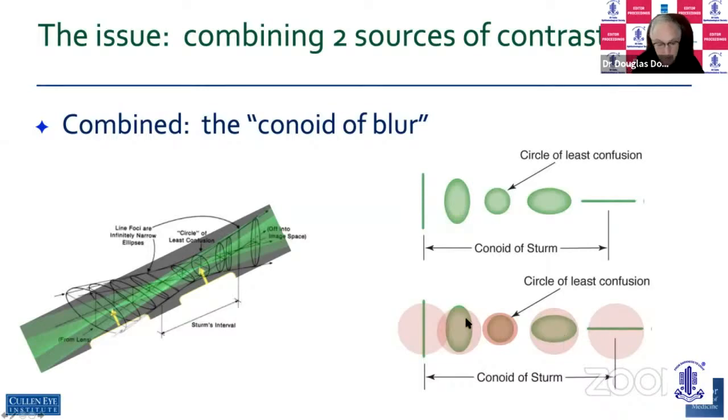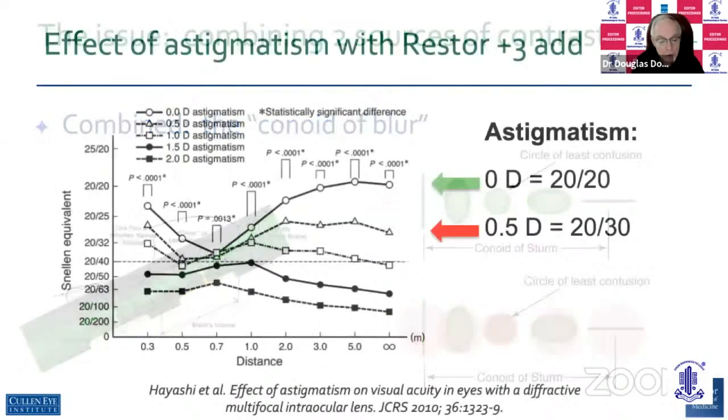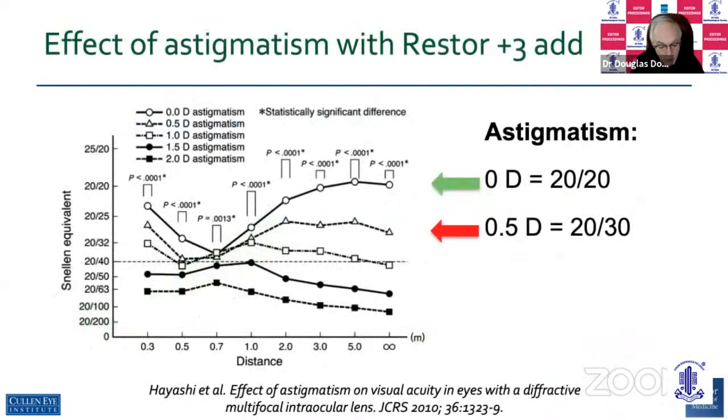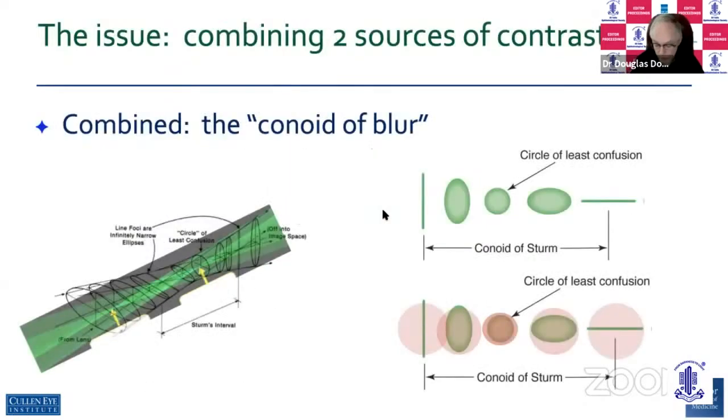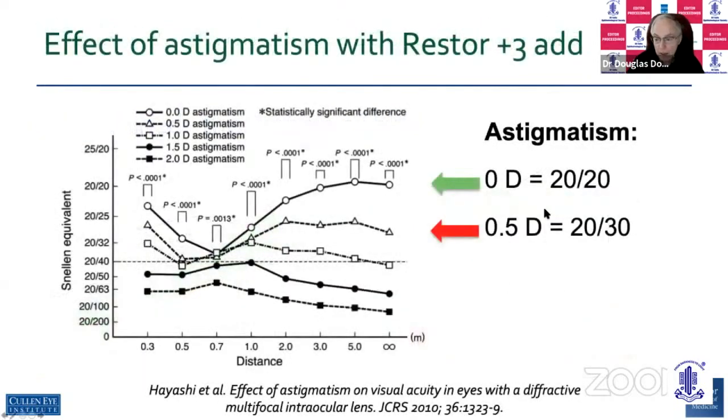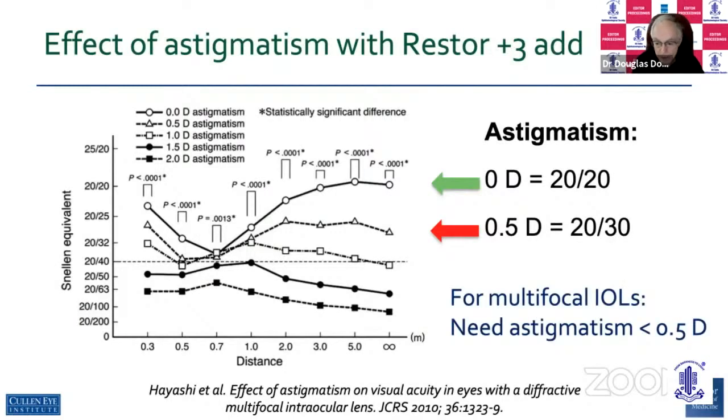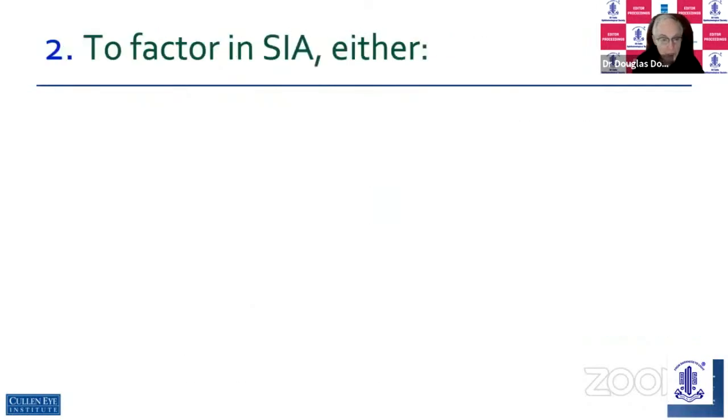This was shown beautifully by one of the many wonderful studies done by Hayashi, where they took the ReSTOR 3-diopter lens and added a half diopter of astigmatism, and they saw a dramatic drop in vision from 20/20 to 20/30. So we need the astigmatism to be less than a half diopter.